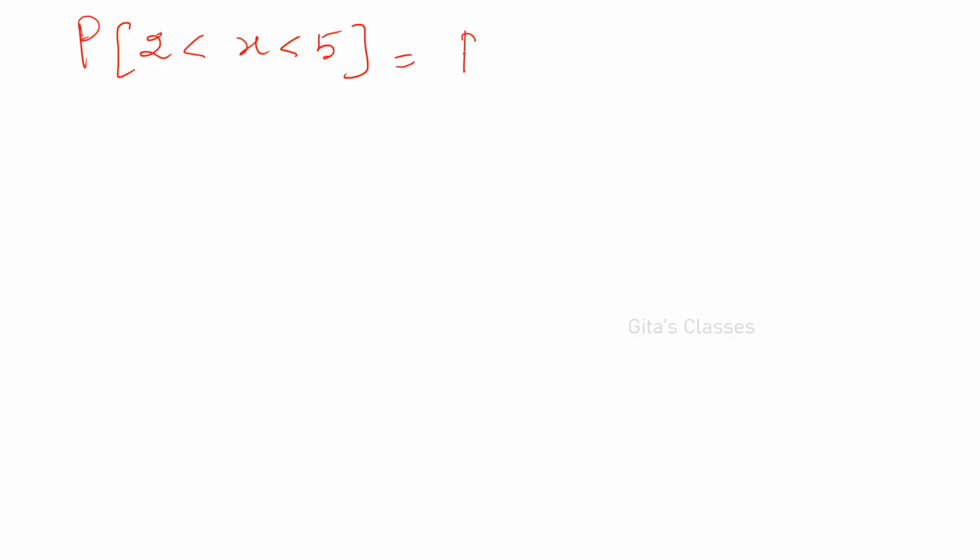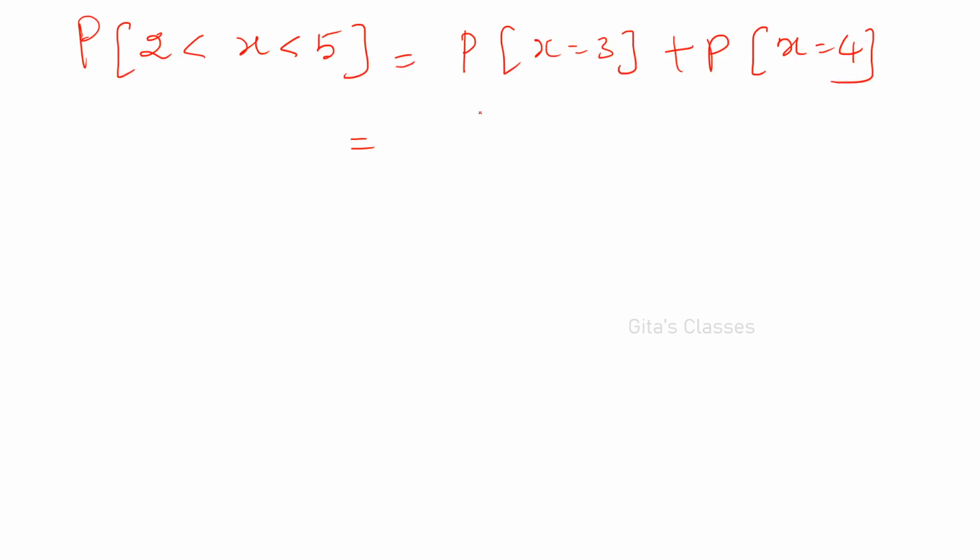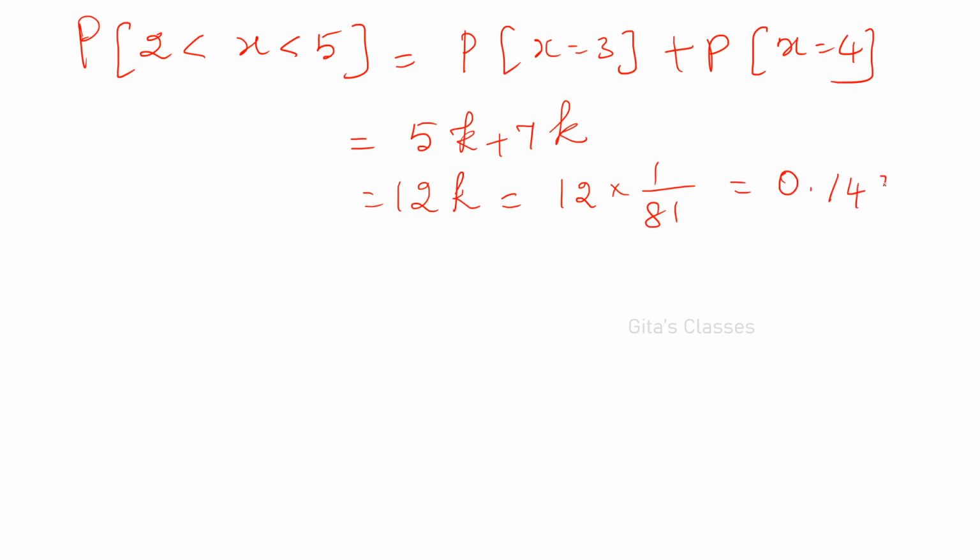So probability that x is equal to 3 plus probability that x is equal to 4. What is there? X is equal to 3 is 5k and x is equal to 4 is 7k, right? 5k plus 7k, that is 12k. 12k, divided by 81, since k is 1 by 81. So 12 by 81, that is 0.1481. Okay.